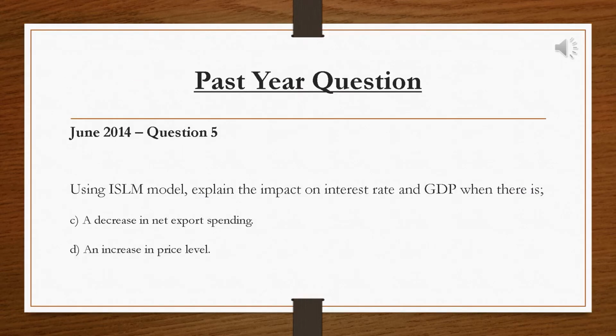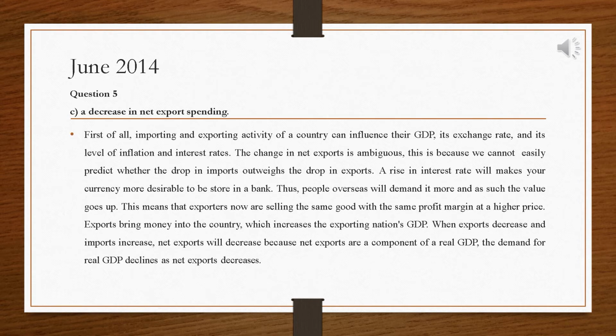So let me start. This is the past year question, June 2014, question 5. By using the ISLM model, explain the impact on interest rate and GDP when there is a decrease in net export spending and an increase in price level. So, for question 5C, a decrease in net export spending.